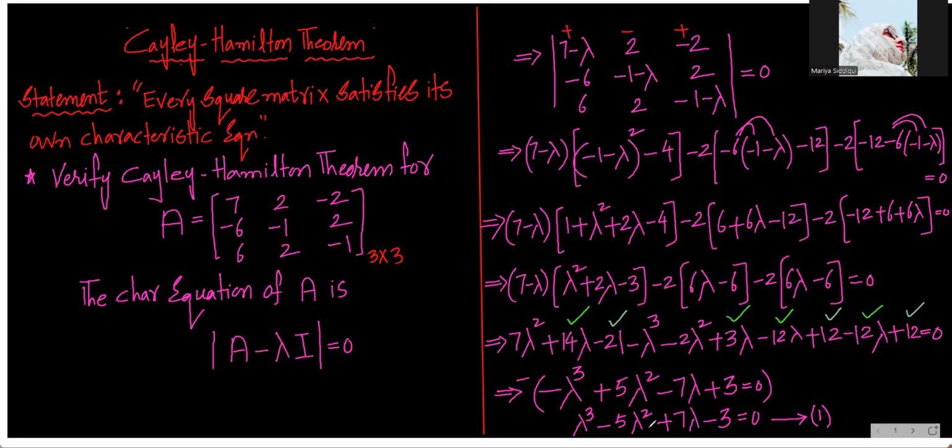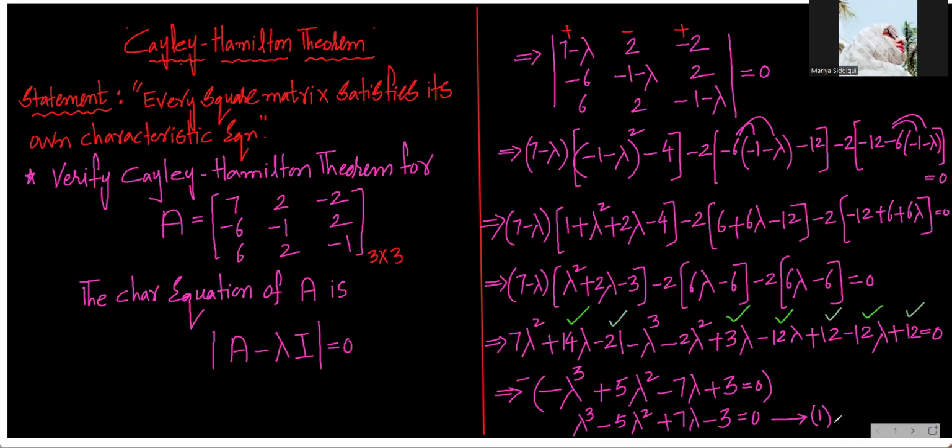So here we will write: if capital A satisfies equation number 1, then Cayley Hamilton theorem verified. So it means what? Every lambda value should be replaced with a capital A.